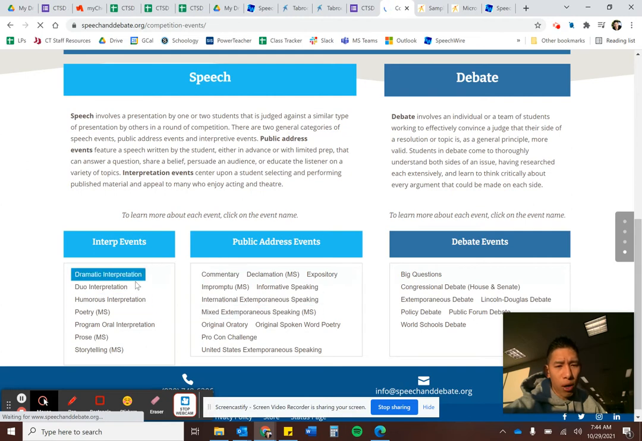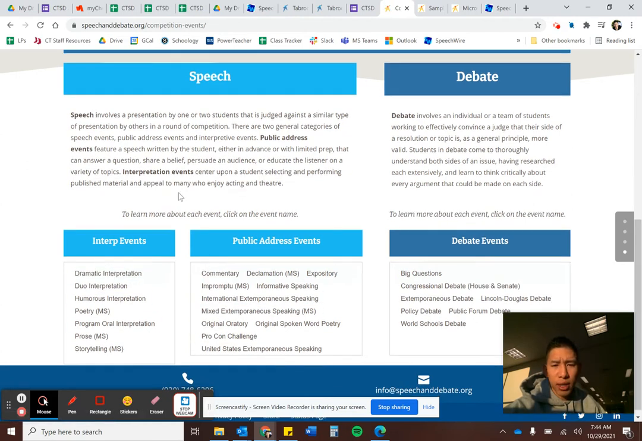We don't do all of these. Not all of these are regularly done in Colorado. Some of them are middle school specifically, and some of them are interpretive in nature. Some of them students only get a limited time to prepare. But in all of them, you're ranking one through six. Who do you think is the best?